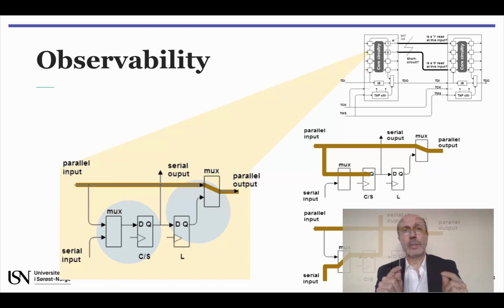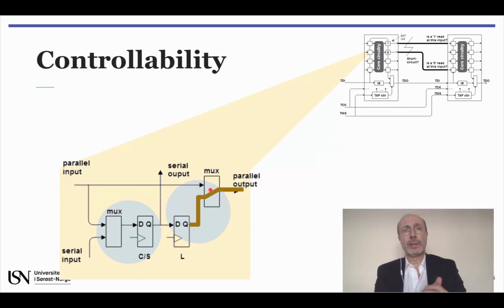Then we can switch to shift mode and shift it out, and then take another photograph and shift it out. And by repeating this operation, we can actually build a movie that describes the operation of the circuit. And notice that this can take place while the circuit is operating normally, since in this case the boundary scan cells are in observability or transparent mode.